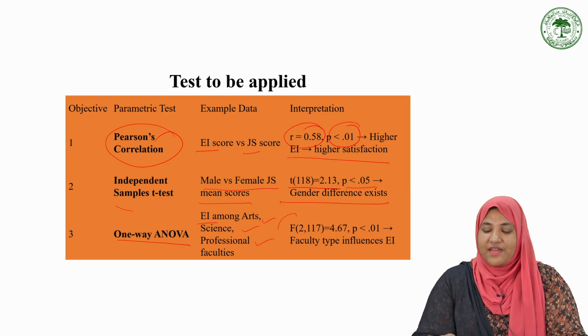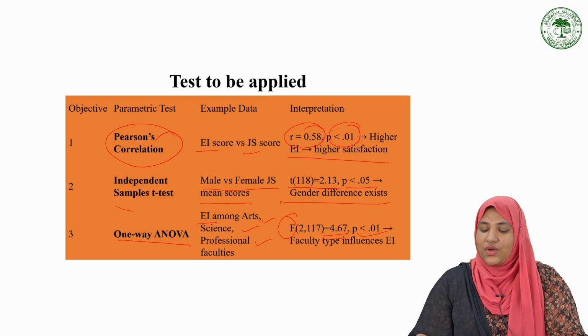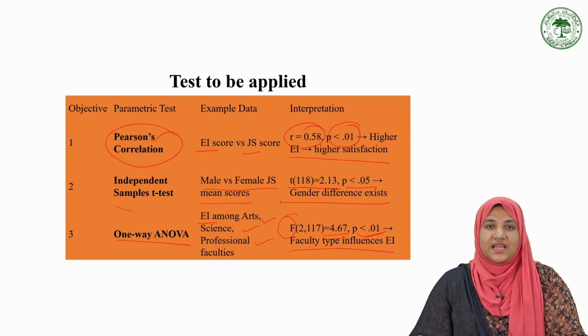So here the F value is 4.67. 4.67 is the F value that we have received, which is significant at the 0.01 significance level. So here we can say that the faculty type influences the emotional intelligence. The emotional intelligence of the faculty members is influenced by their faculty types.